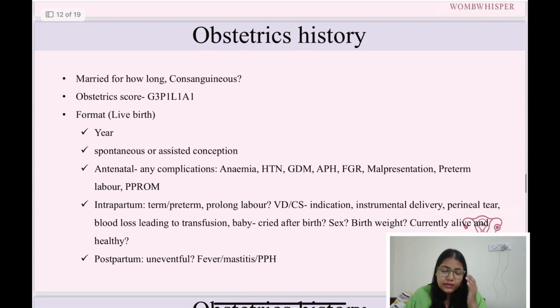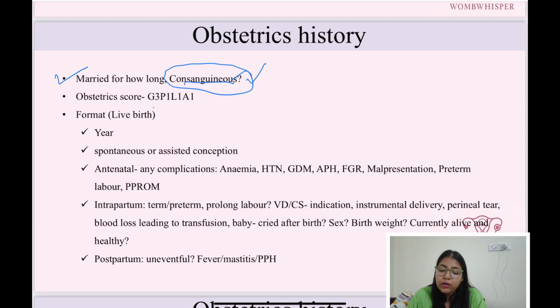In OBS history, there is a format. First, you ask how long she has been married, and whether the marriage is consanguineous or non-consanguineous, because if it is consanguineous, there are more chances of a genetic abnormality in the baby.